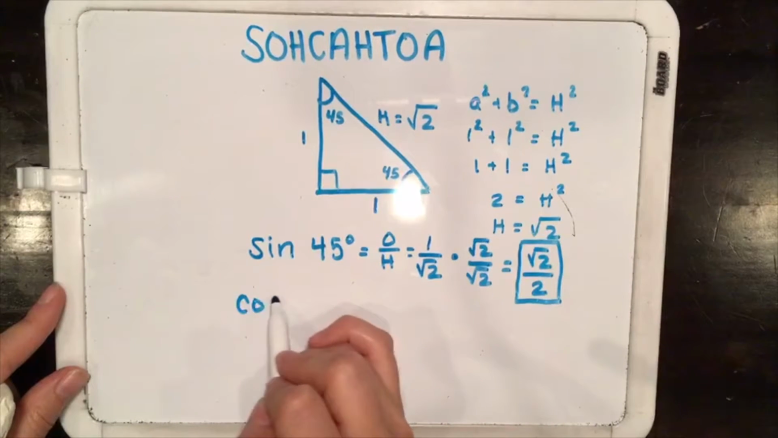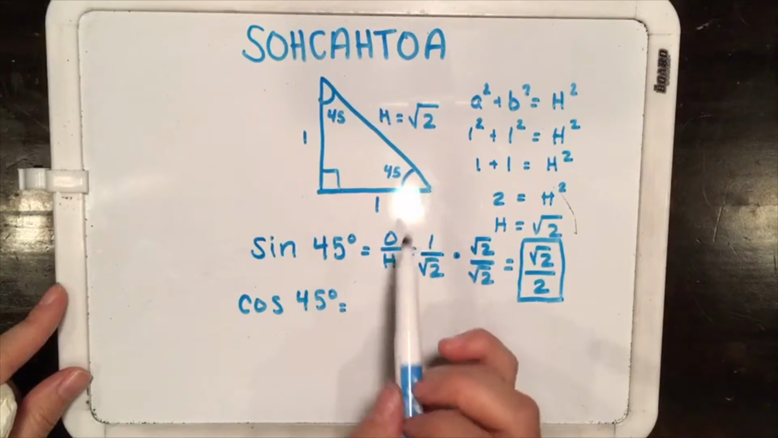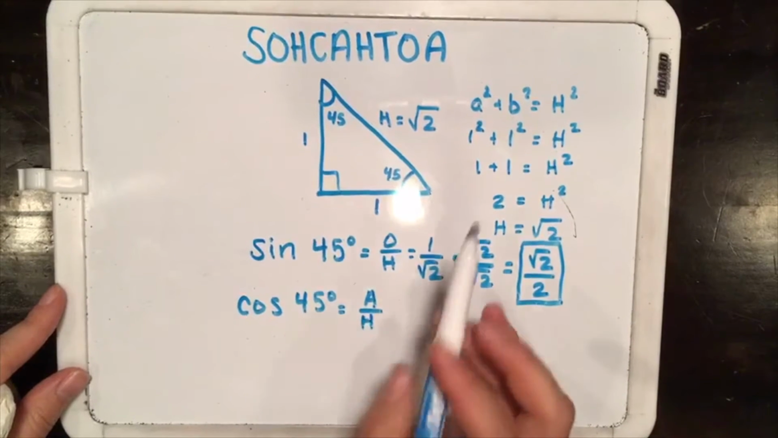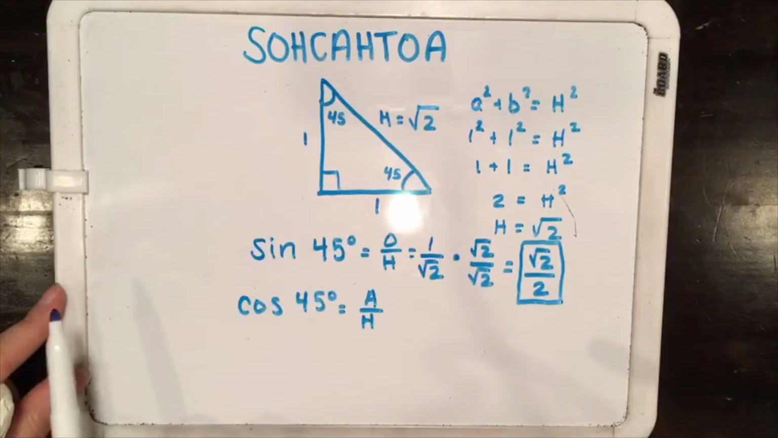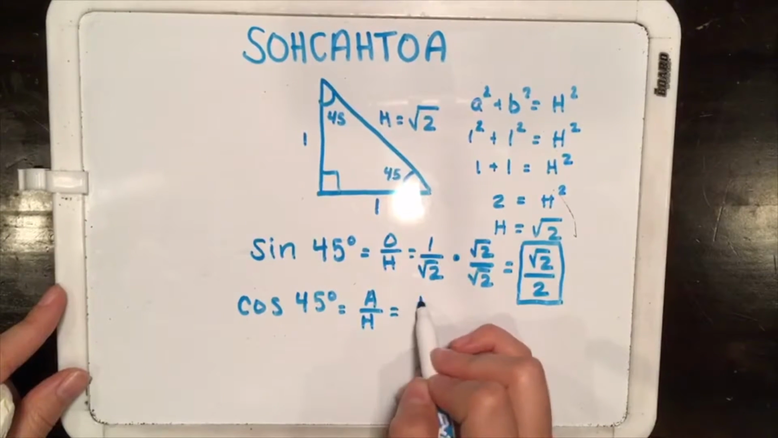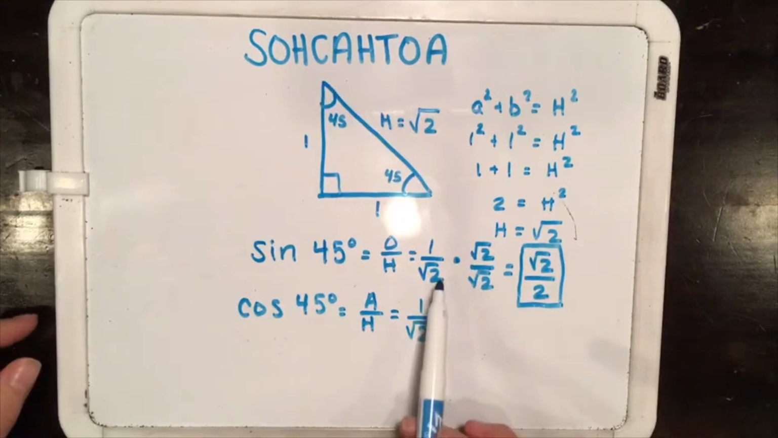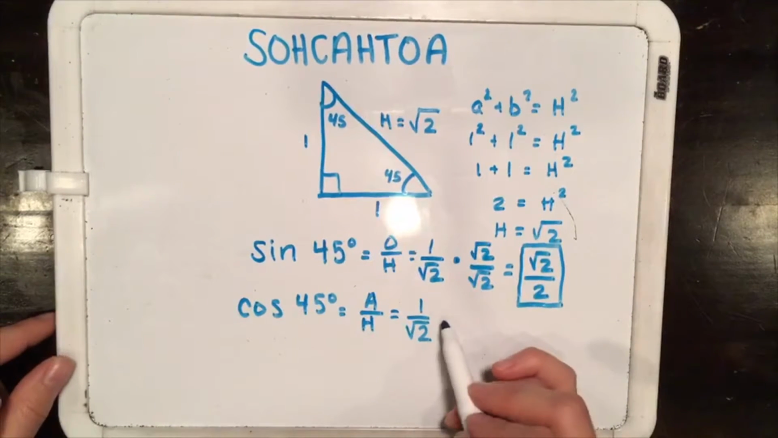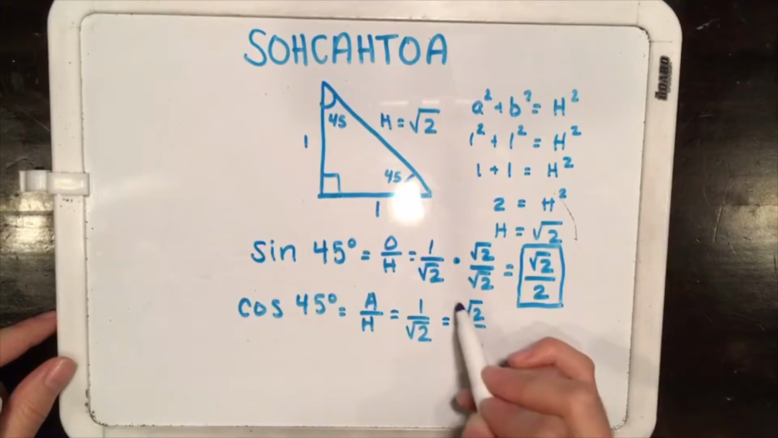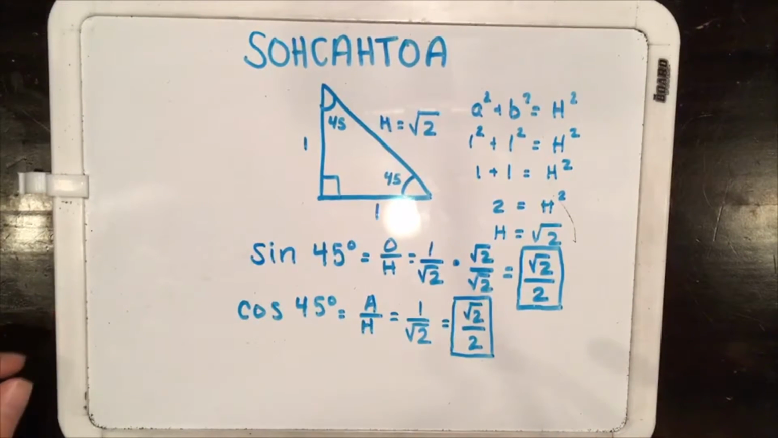Now let's try cosine of 45 degrees. This is going to be adjacent over hypotenuse. This is the ka in Sohcahtoa. Adjacent is 1. Hypotenuse is still square root of 2. And notice that this value is the same as the sine value, so when we rationalize it, it'll also equal the square root of 2 over 2. And that is the cosine of 45 degrees.